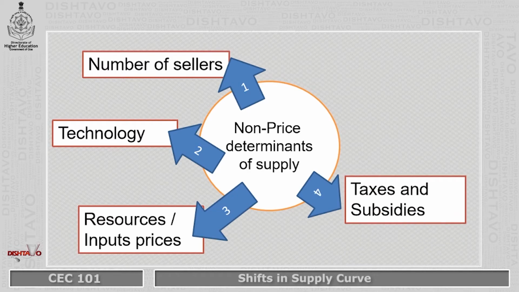Fourth point, taxes and subsidies. As we know, the government imposes taxes and also provides subsidies to the firm. When the government imposes heavy tax on the firm, it will hinder the firms, they will produce lesser output, and it also increases the cost of production. Thereby, there will be less supply of output in the market and the supply curve shifts towards the left. When the government provides subsidies for a particular firm, the output of such goods and services increases, then there will be a rightward shift in the supply curve.